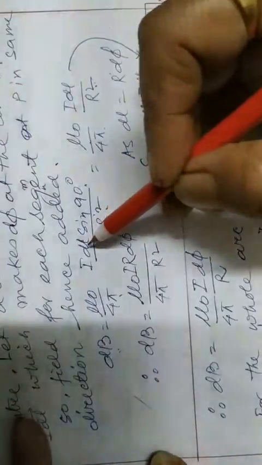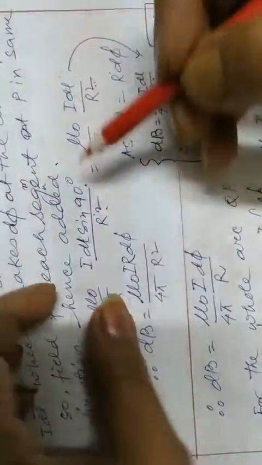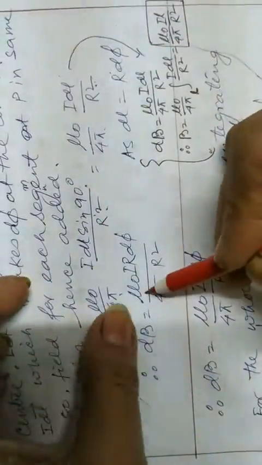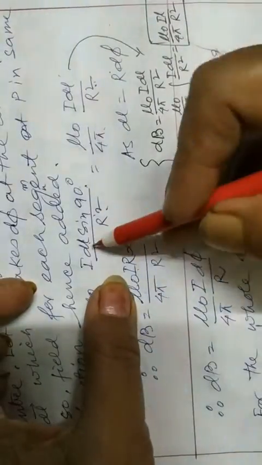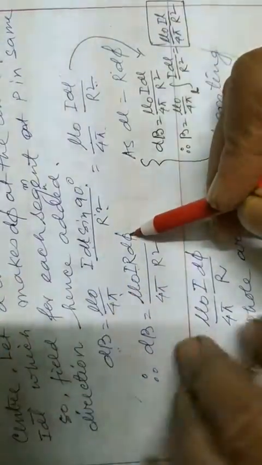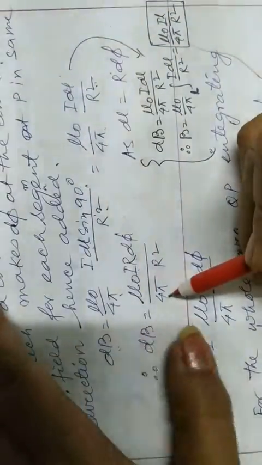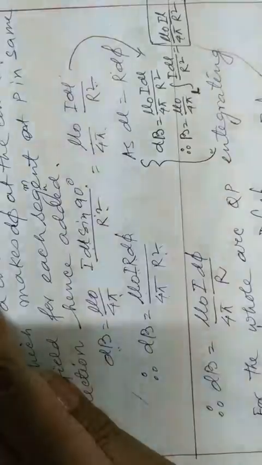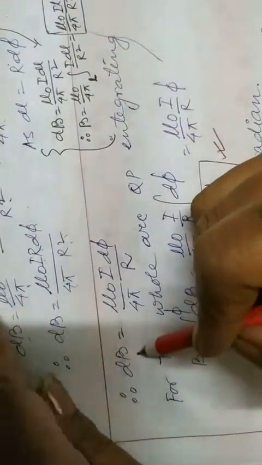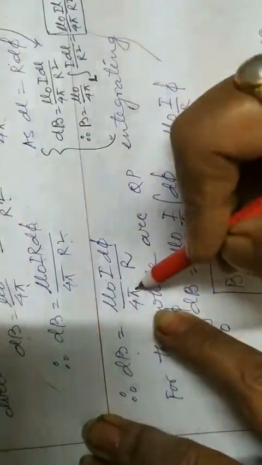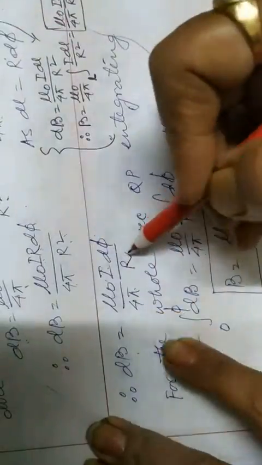So in place of dl, if we put r d phi, this will be equal to mu 0 I r d phi. So dB is equal to mu 0 I r d phi by 4 pi r square. So dB is equal to mu 0 by 4 pi I d phi by r.